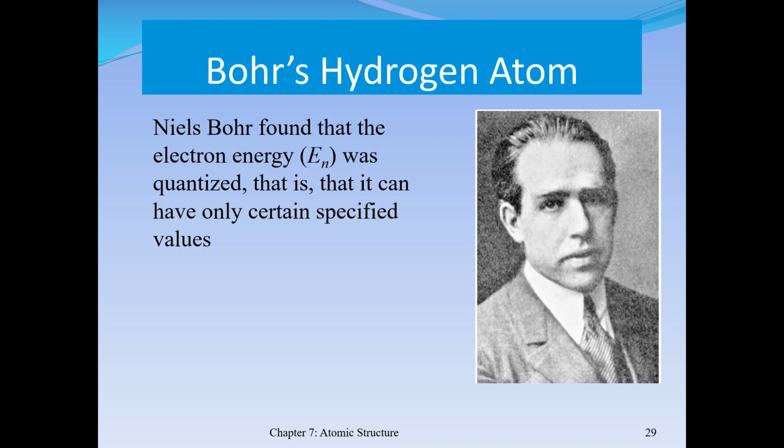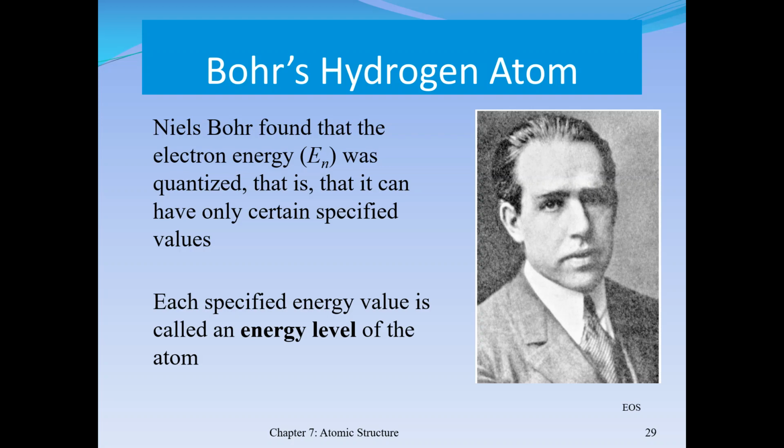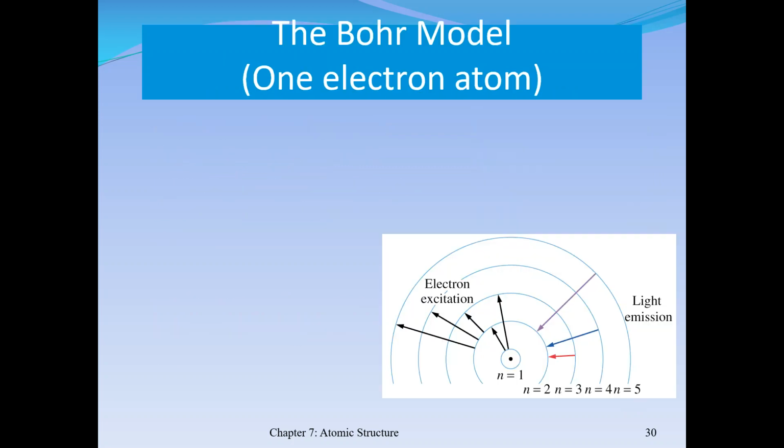He took all those things into consideration to come up with his working theory of the hydrogen atom and how the electrons are arranged. So Niels Bohr found out that the electron energy is quantized in atoms, and in particular in the hydrogen atom, and each specified energy value is called an energy level.